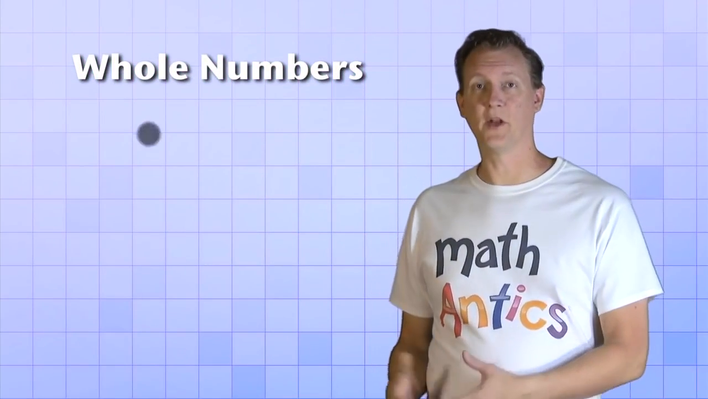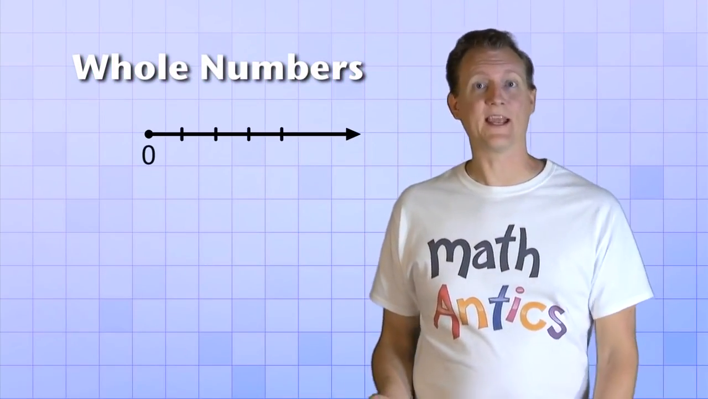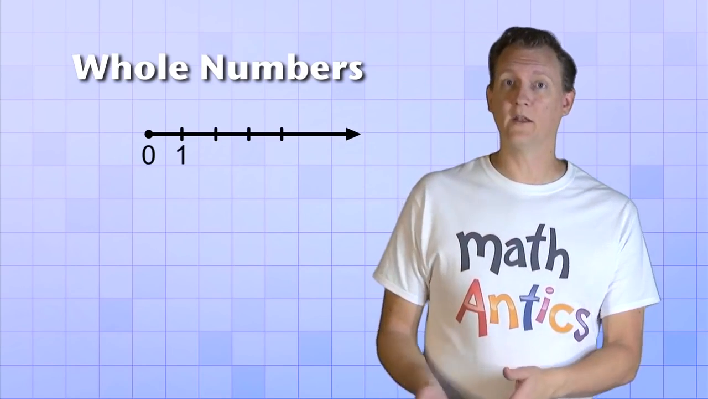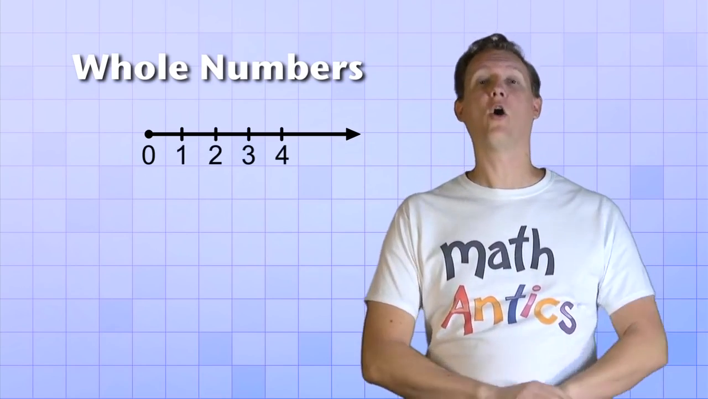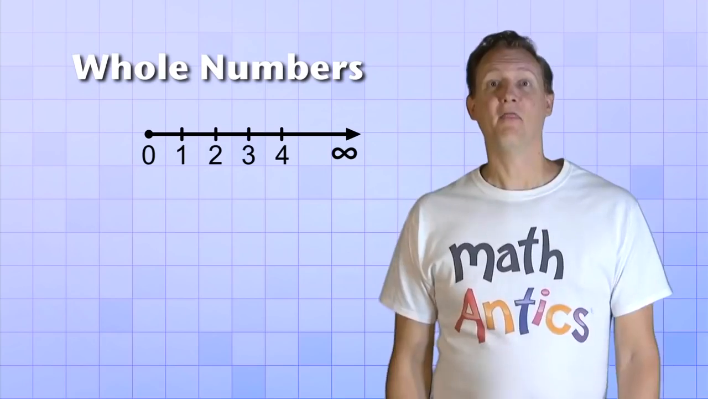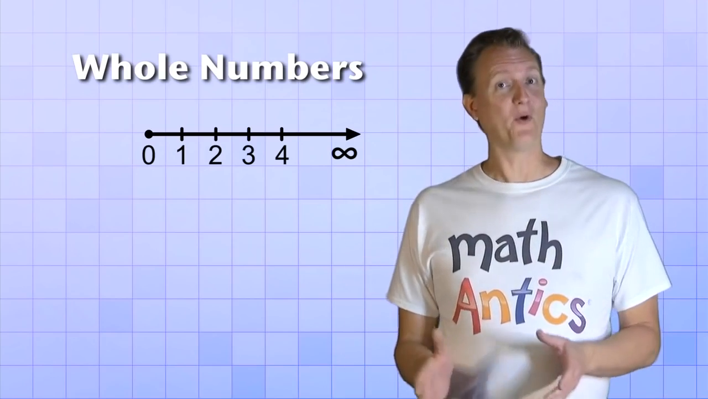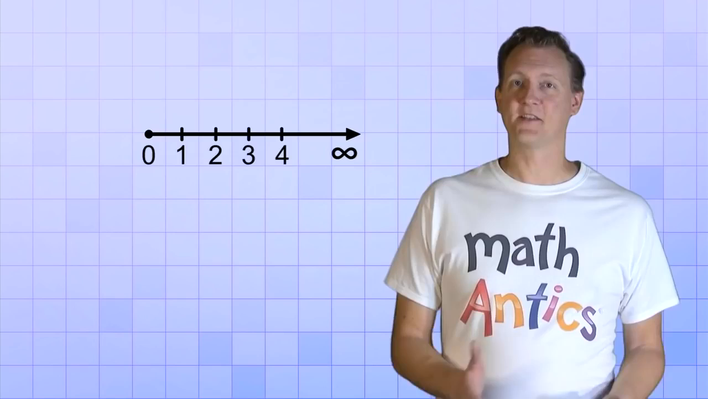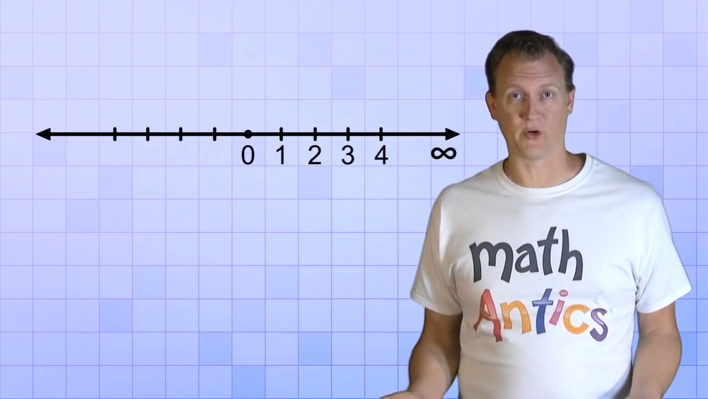They're the set of numbers on the number line, starting with 0 and then counting up one at a time, 1, 2, 3, 4, all the way to infinity. That's a lot of numbers, but it's only half the story. And that's because the number line really goes in both directions.